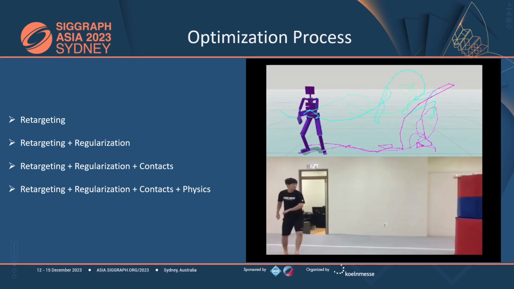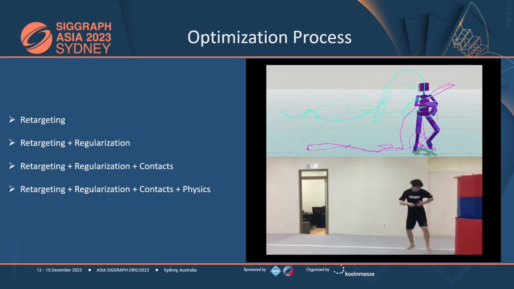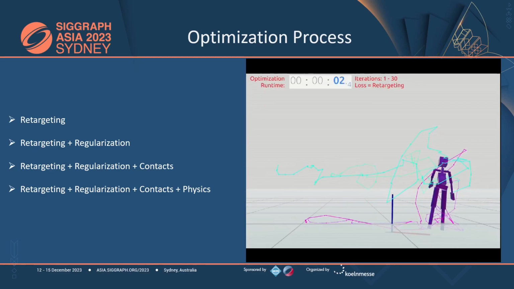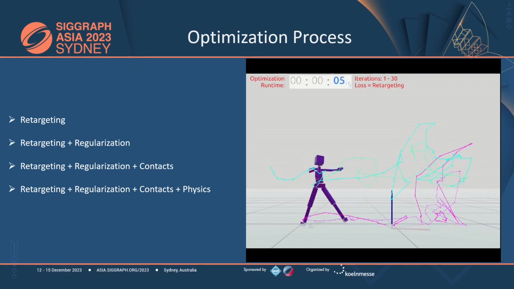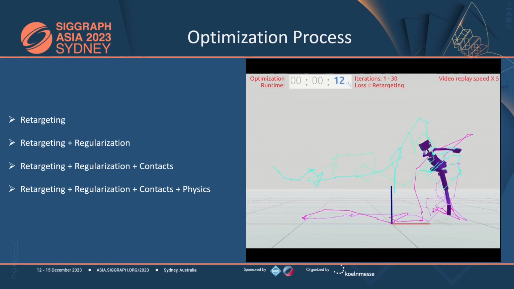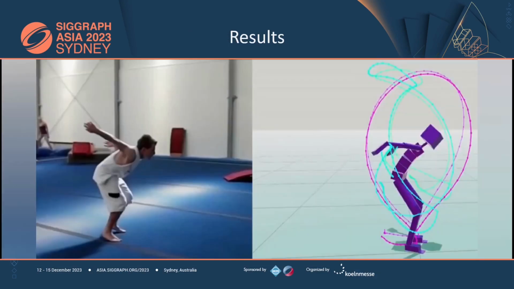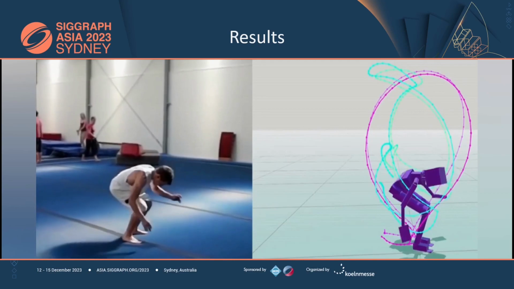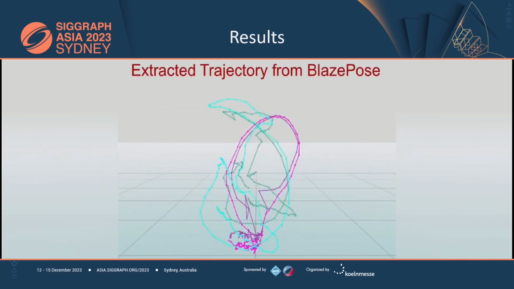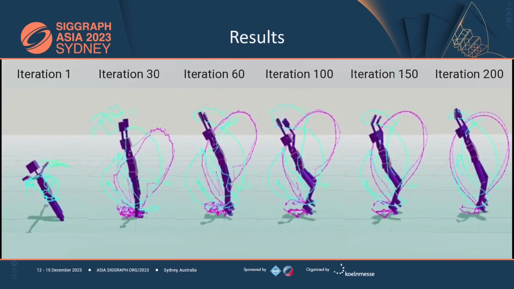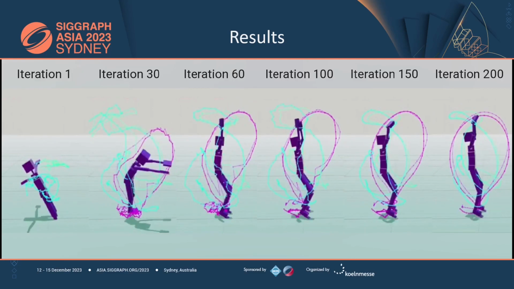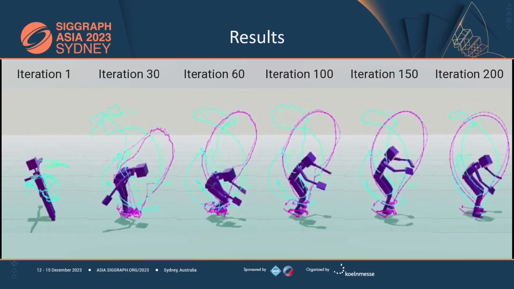Experimental results show that our method can reconstruct acrobatic human motions in just a few minutes, which is more efficient than previous methods. This video shows the reconstruction process of a backflip motion. We can observe the gradual improvement through the optimization results of different iterations.